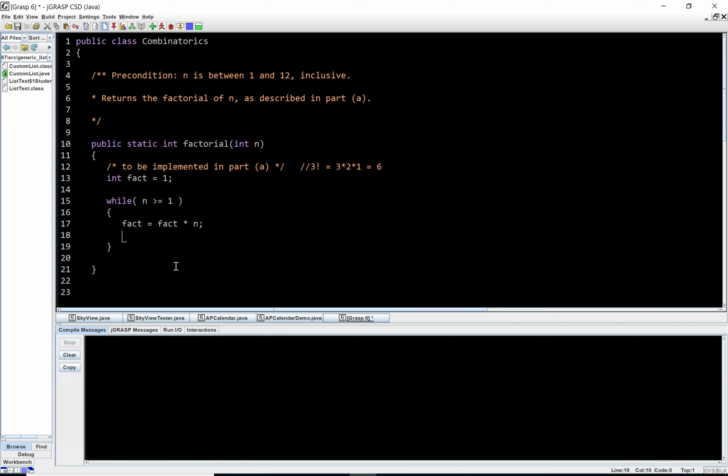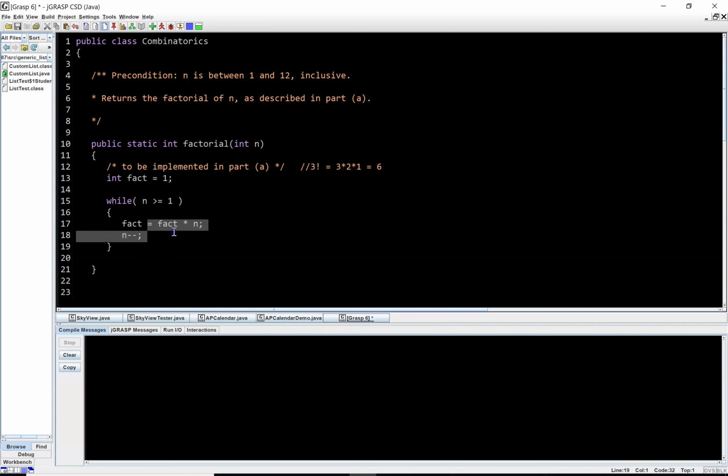Because suppose n is 12, 12 is bigger than or equal to 1. So it would be fact equals 1 times 12. And then I want n to decrease. I want the next value of n to be 11. So I would subtract 1 from n.